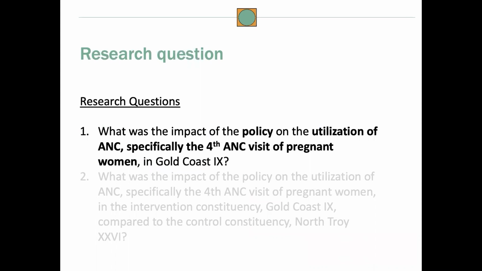We want to answer the research question, specifically the first one. What was the impact of the policy on the utilization of ANC, specifically 4th ANC visits of pregnant women in Gold Coast number 9? As we mentioned in the previous slide, our policy was implemented in November 2017. So our time points will be pre-November 2017 and post-November 2017. So before moving on, I also want to point out that the outcome variable in this case is the 4th ANC visits, so constituency rates of 4th ANC visits in Gold Coast number 9.